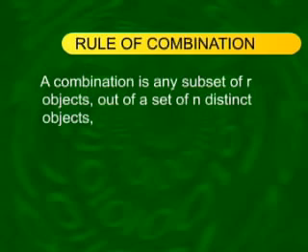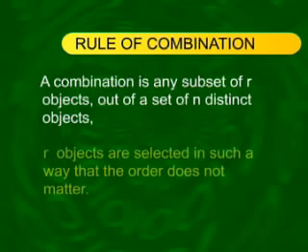जैसा कि आपने नोट किया, any permutation is an ordered subset out of a set. The other rule is the rule of combinations, और permutations और combinations में जो बुनियादी और अहम फ़र्क है वो ये है कि in the combinations order doesn't matter. As you now see on the screen, a combination is any subset of r objects out of a set of n distinct objects, and the r objects are selected in such a way that the order does not matter.